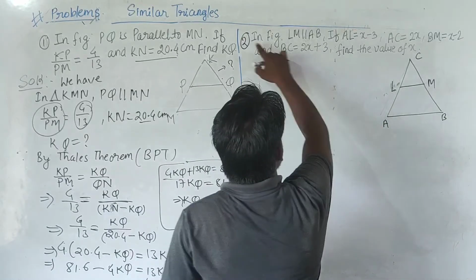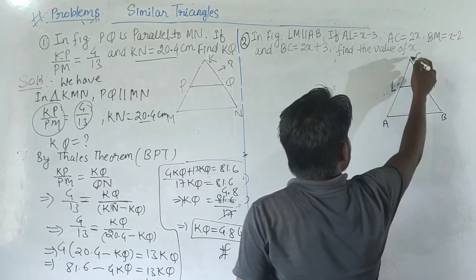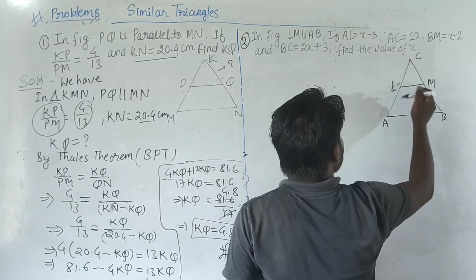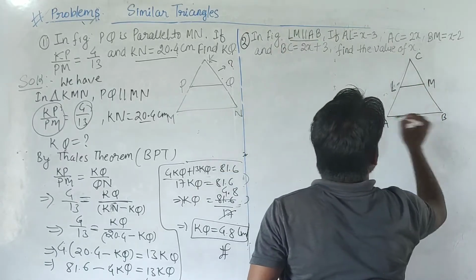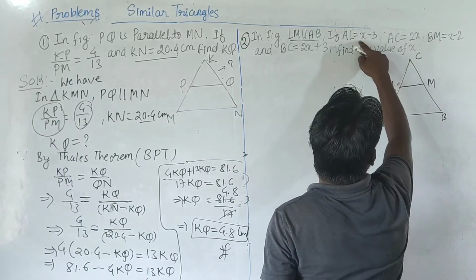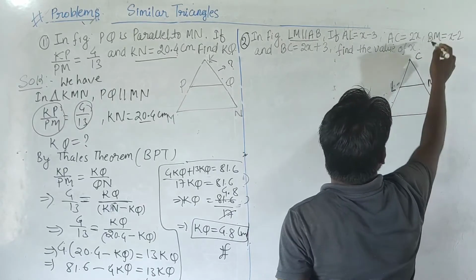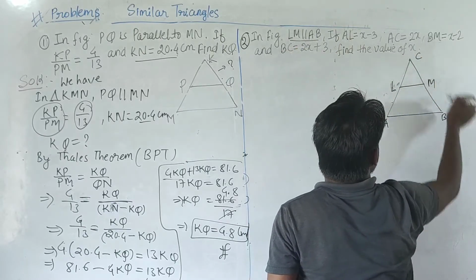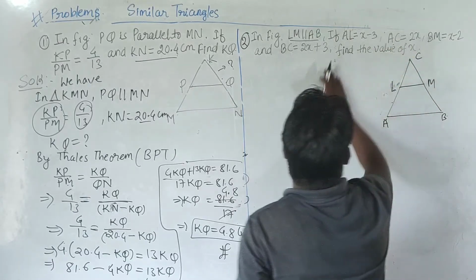Our next problem is in the figure, in this triangle CAB, or ABC. In this triangle, LM is parallel to AB, and CL is x minus 3, and AC is 2x, BM is x minus 2, and BC is 2x plus 3. Find the value of x. So what is the value of x, which is the unknown term here?